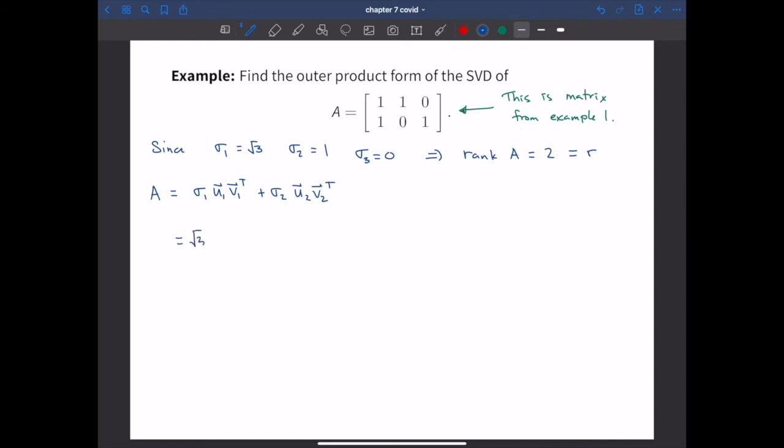So sigma 1 is root 3, U1 is 1 over root 2, 1 over root 2.